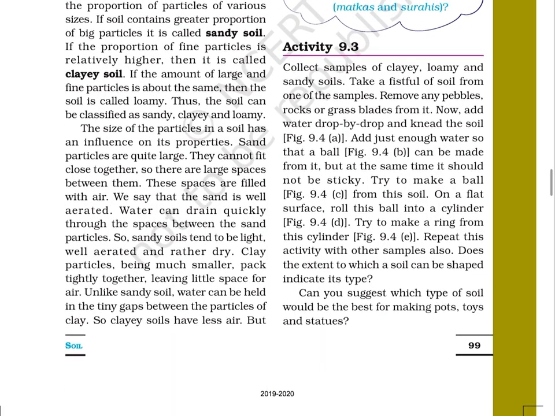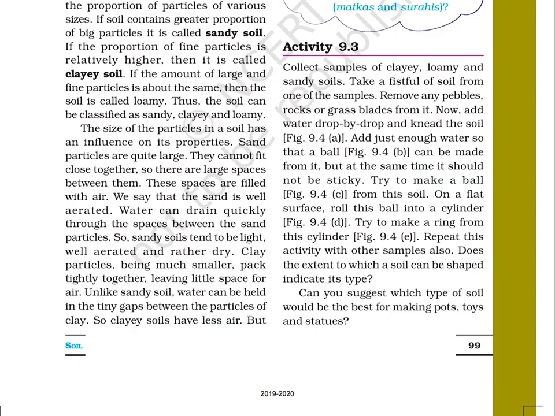Activity 9.3. Collect samples of clay, loamy, and sandy soils. Take a fistful of soil from one of the samples. Remove any pebbles, rocks, or grass blades from it. Now add water drop by drop and knead the soil. You can observe this in figure 9.4a. Add just enough water so that a ball can be made from it.